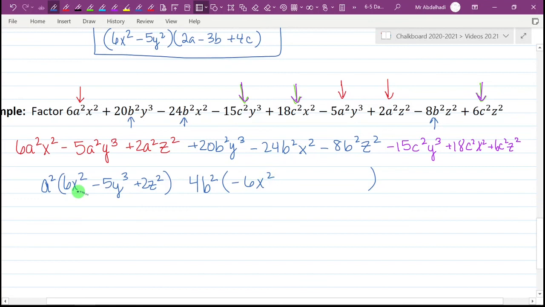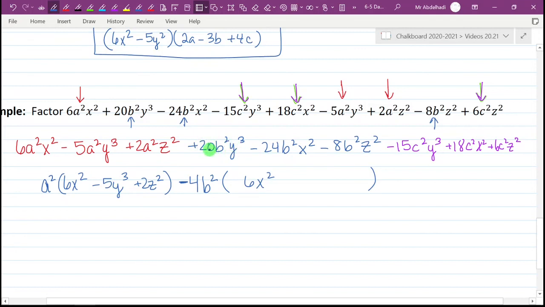Now you can see already that that's positive and that's negative. So actually I think this should be a negative 4. So let me back up a step here and say, all right, let's make that negative 4. If I do that, then this becomes positive 6x squared, just like this one. That's good.